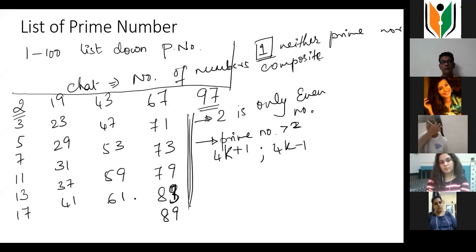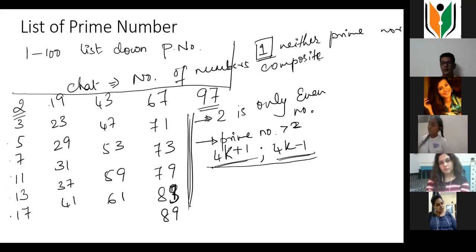Take any prime number in this list. You will find that the prime number is either 1 more than or 1 less than a multiple of 4. For example, 3 is 4 ones are 4 minus 1. 4 ones are 4 plus 1. 4 twos are 8 minus 1. 4 threes are 12 minus 1. 4 threes are 12 plus 1. 4 fours are 16 plus 1. 4 fives are 20 minus 1. So any value here that you have is either 1 more than or 1 less than a multiple of 4.